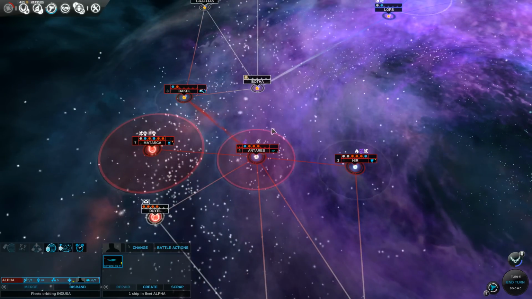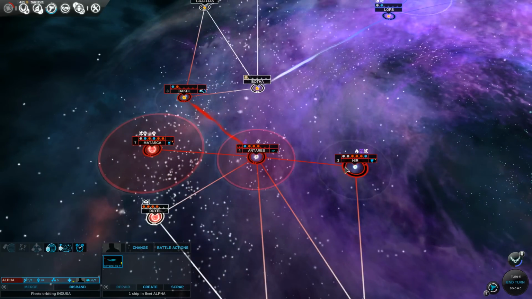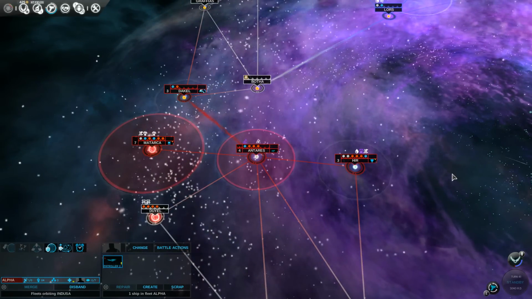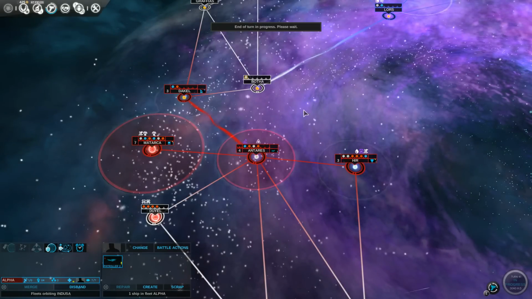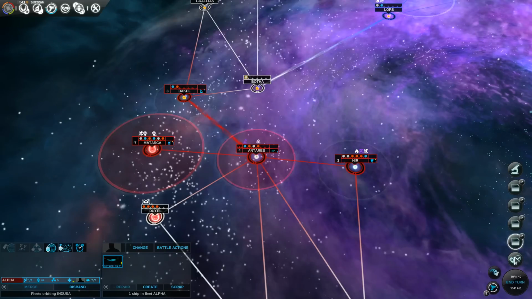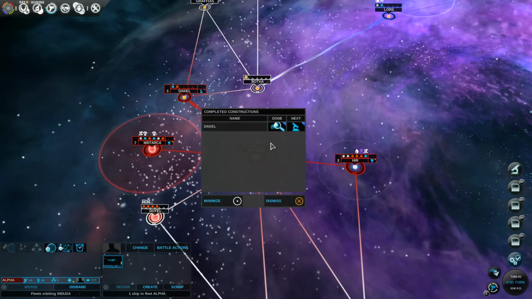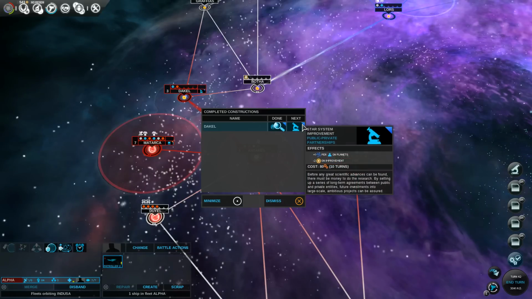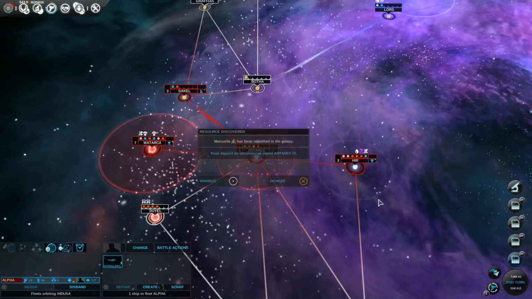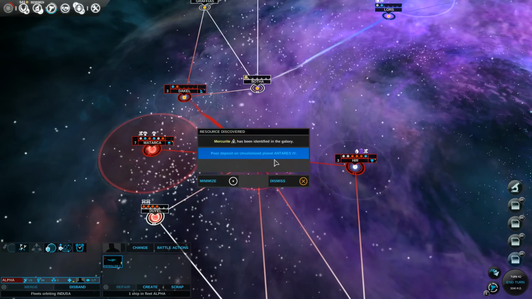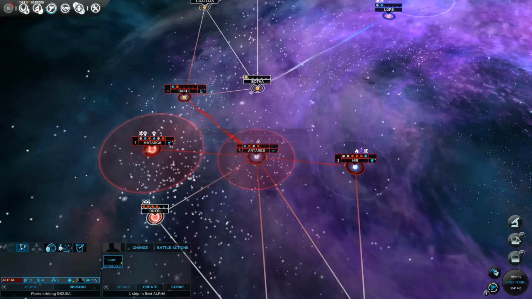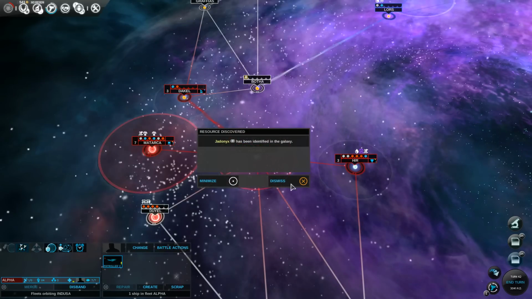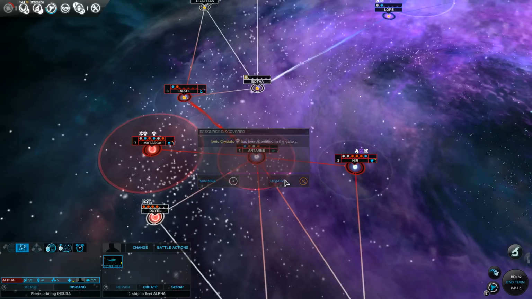We lost that battle. Everything else is still producing something, so let's end the turn. Alright, so I think Barren Worlds should now be colonizable. Okay, they're going on that. Okay, dismiss. Mercurite. Let's see what that does. Void Stone has been identified in the galaxy, though we don't have any deposits. Same thing. Same thing.